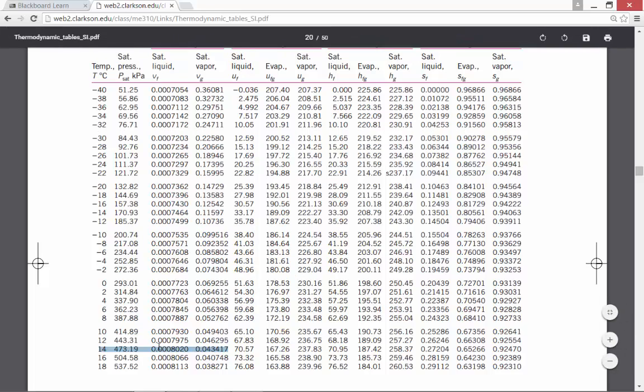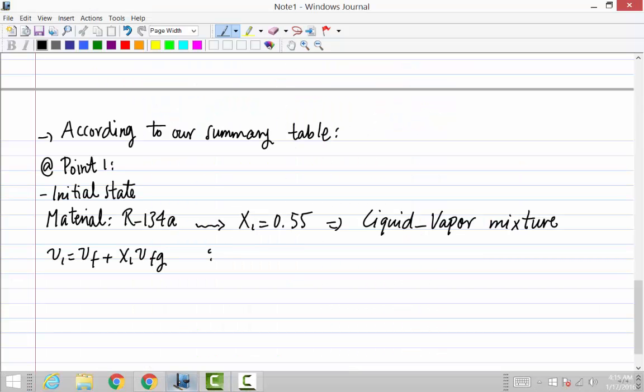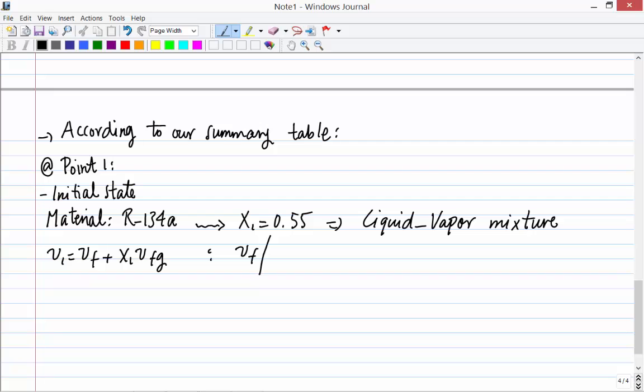Okay. So this is 0.0018 is Vf, and 0.0434 is Vg at that temperature. And this is exactly what I'm looking for. So check this out. Vf at 14 degrees C was 0.0018 meters cubed per kilogram, and Vg at 14 degrees C was 0.0434.